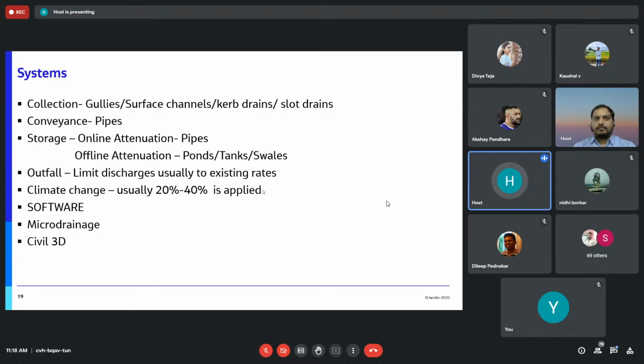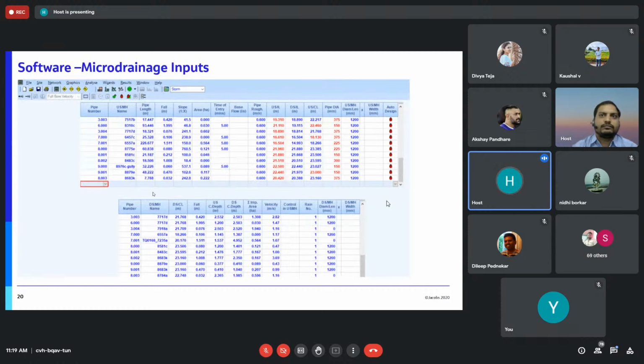The commonly used software in UK drainage, which we use for modeling, is Micro Drainage, which does the pipe modeling, and Civil 3D is used as an interface between Micro Drainage and the rest of the design. For example, catchment area marking we need to do, or we need to see what kind of contours are there. For that, we are using Civil 3D. Next slide, Omkar. This is just a screenshot of the software for Micro Drainage.